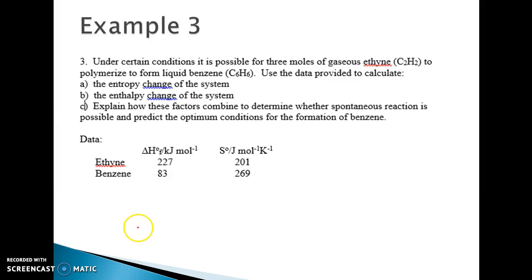Moving on to another example with all of these thermodynamics calculations. We're going to look at the reaction where ethyne, 3 moles of gaseous ethyne, are going to polymerize to form benzene. Now, don't worry too much if you put an equilibrium arrow there or not. You'll see that a lot more as we get into some of these problems.